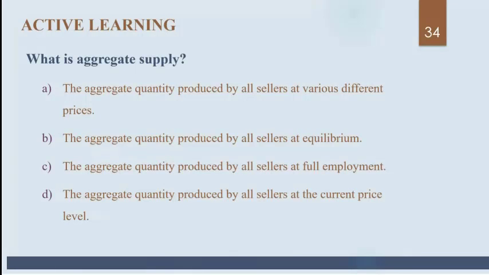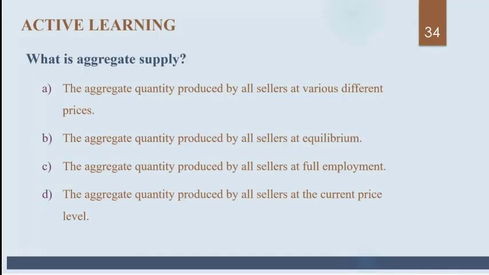So the aggregate supply curve shows you, for different price levels in the economy, what would be the amount that would be produced by firms at those various prices. So A says the aggregate quantity produced by all sellers at various or different prices. So that's the answer. B says the aggregate quantity produced by all sellers at equilibrium. Well, that's not true, because in order to have an equilibrium, you need the demand curve, and we know that each of these are separate. When we draw the aggregate supply curve, it has nothing to do with the aggregate demand curve. It's when we put them together that we're determining things, right?